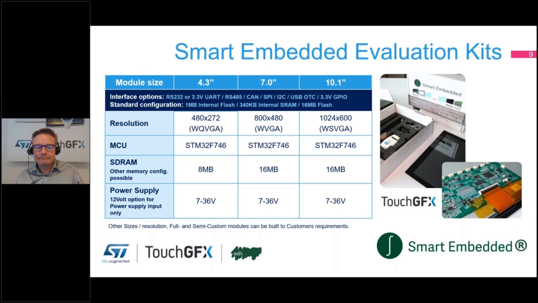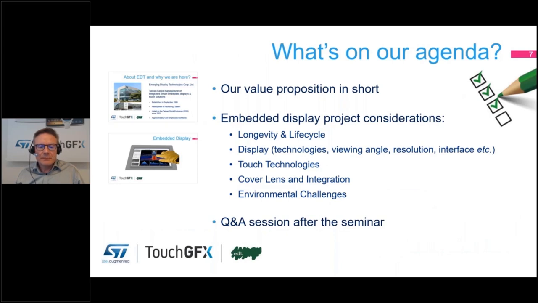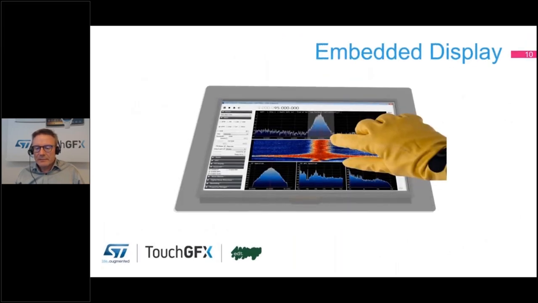Okay. Right. So let's get on with it. Let's dig deeper into the embedded display. Many people consider a display to be just an off-the-shelf item, something you can go out and grab in any corner. But it's actually a very, very complex system, especially if we have a touch display, as we're showing on the screen here. It consists of a lot of different materials and components that have to be combined in the right way and sourced from the right sources to form a good embedded display.